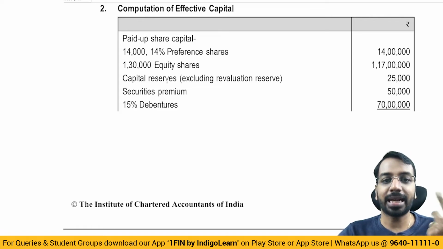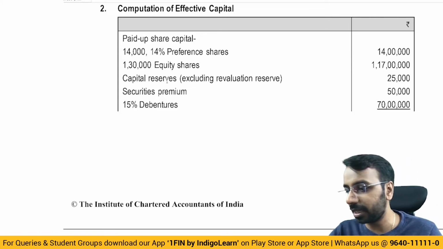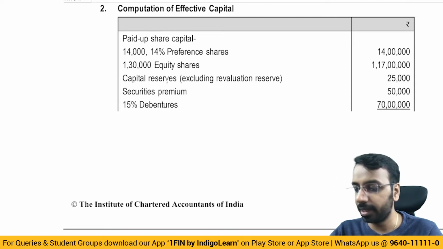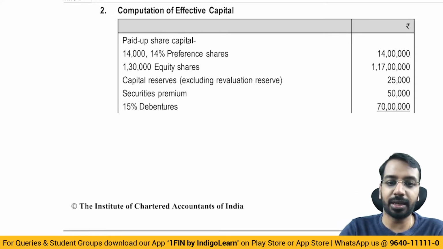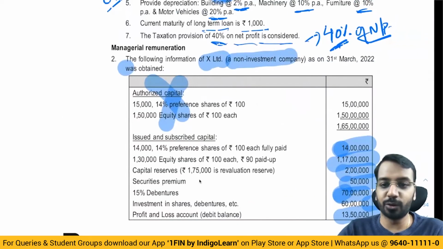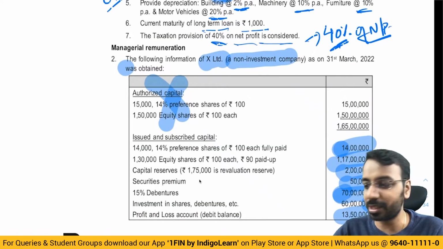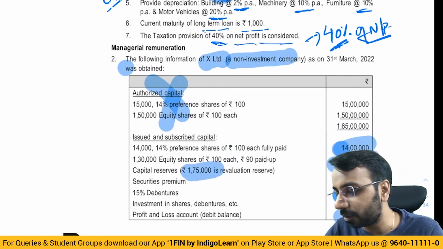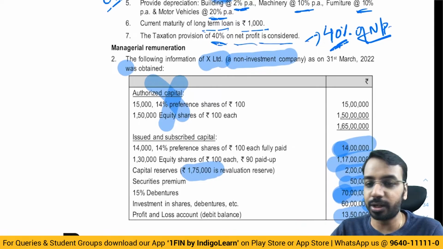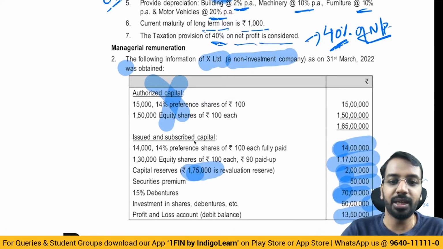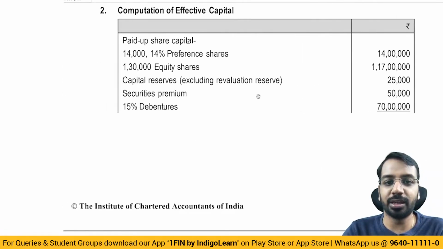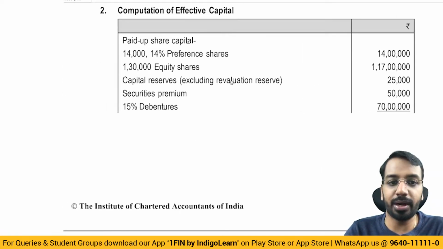If you look at the solution, you will take the paid up capital of preference shares, equity shares, capital reserves. Now, have they given anything about revaluation reserves? They also have, I didn't read that out. Sometimes you can miss out. 1,75,000 is revaluation reserve, this will not be included. So 2 lakhs minus 1,75,000, only 25,000 will be included in that, right? Securities premium, yes, included.